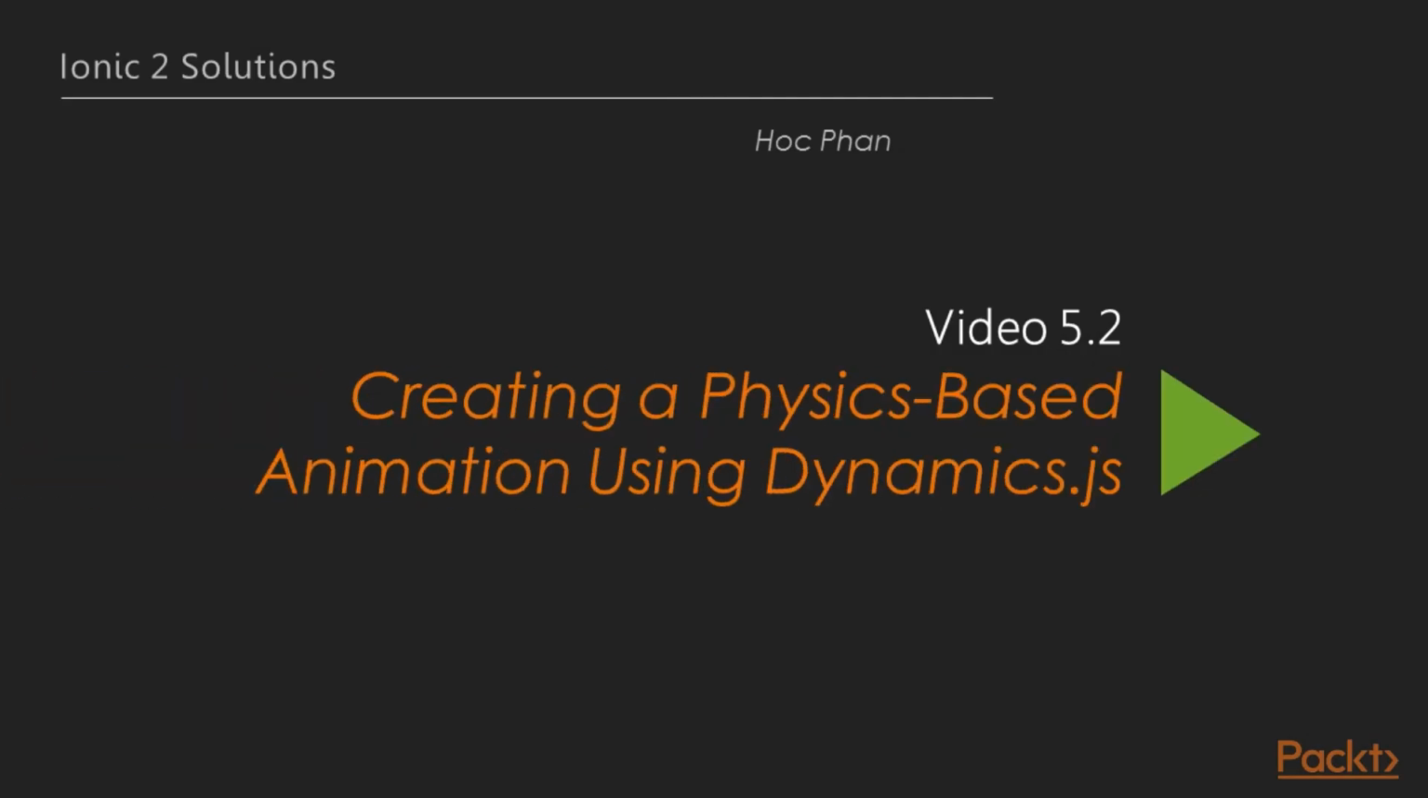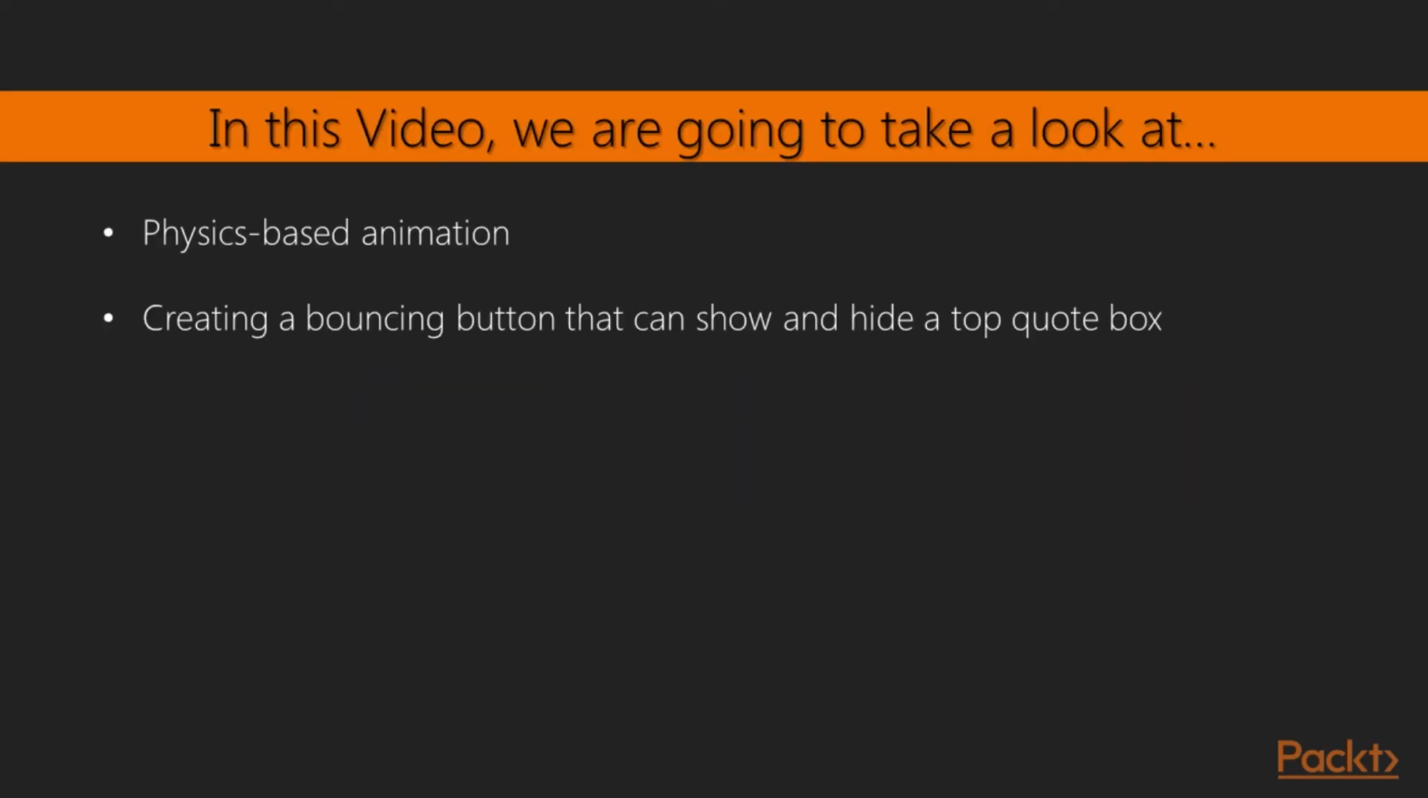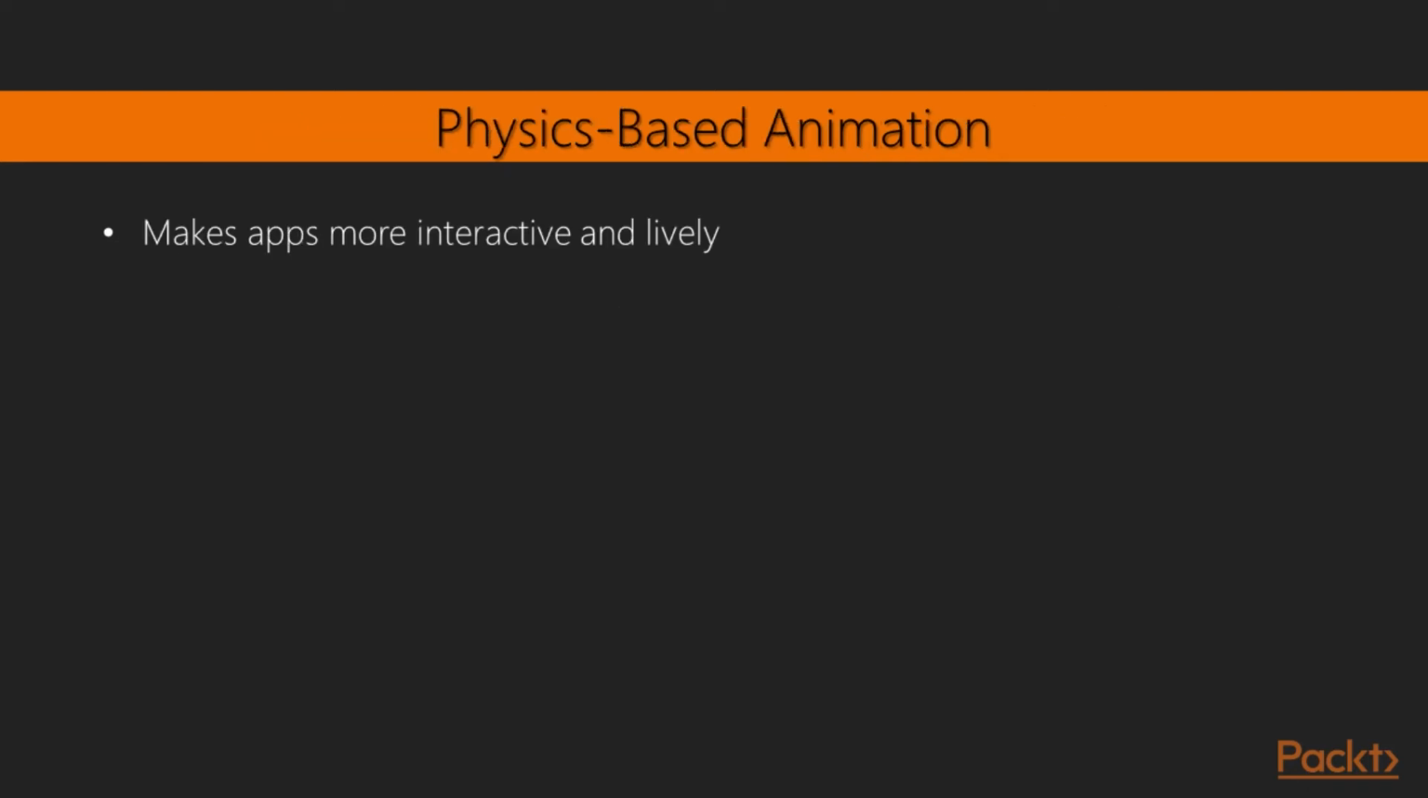Hi, this is the second video of the section Creating a Physics-based Animation using Dynamics.js. In the previous video, we learned how to embed a video in the background. In this video, we're going to show how a bouncing button can show and hide a top quote box. It also uses physics animation. Using physics-based animations can make your app more interactive and lively, which helps attract and retain more users.